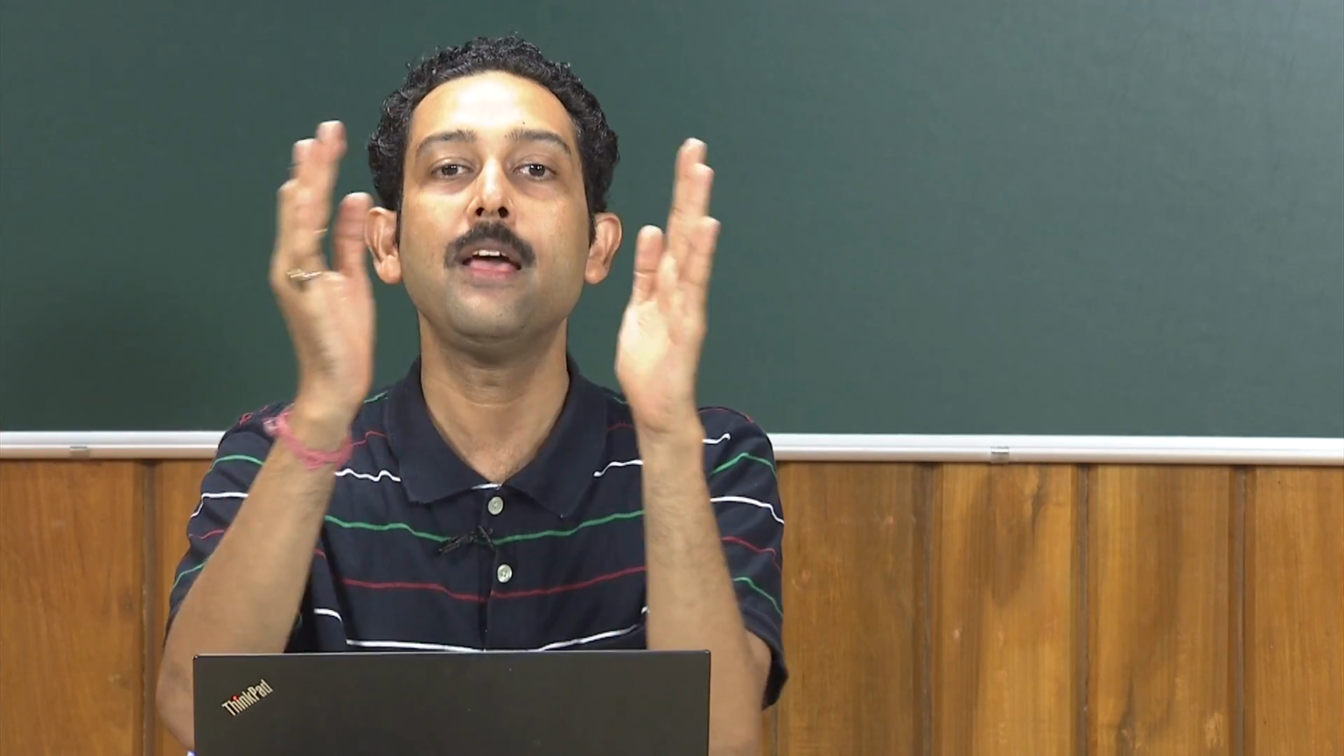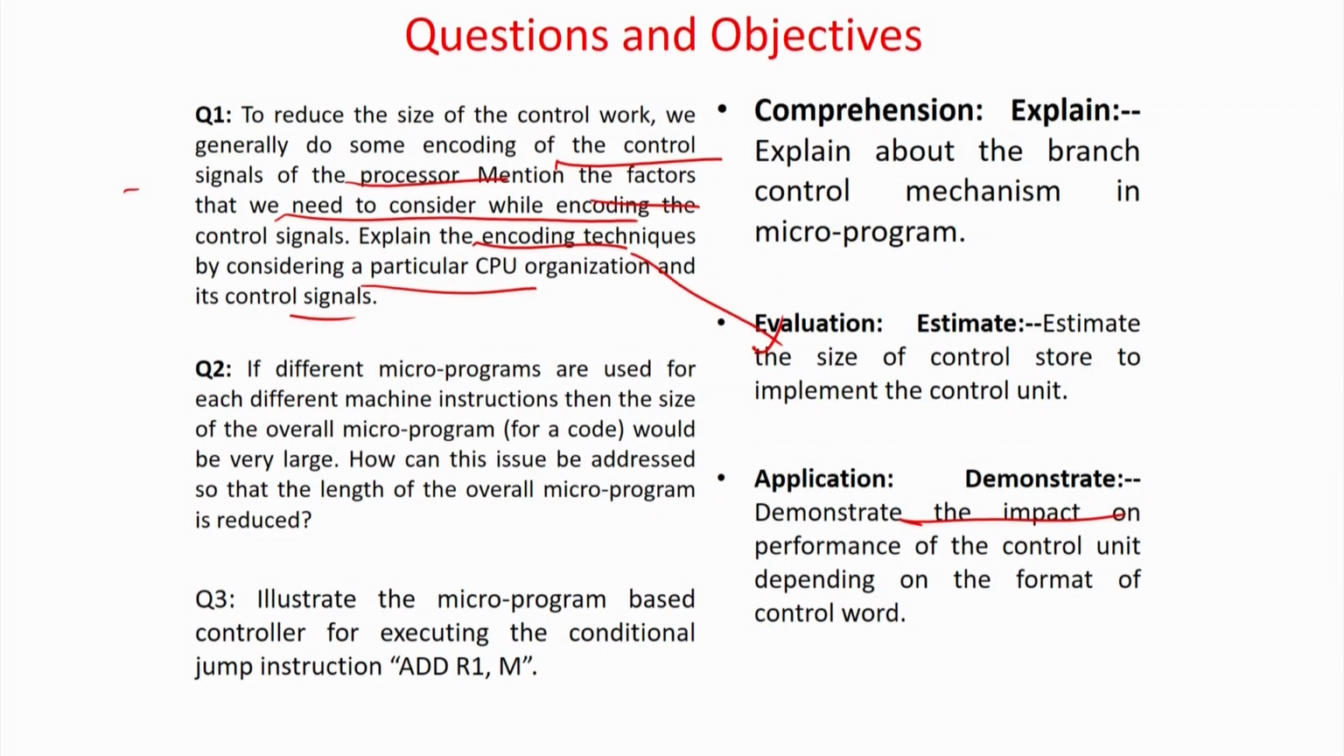This question number 1 mainly tries to optimize the word sizes based on encoding. So, you will be able to do so because we have given some practical examples and you will be able to satisfy these two. If different microroutines are used for each different instruction, then the overall size would be very large. How can this be addressed? That is by merging at this level.